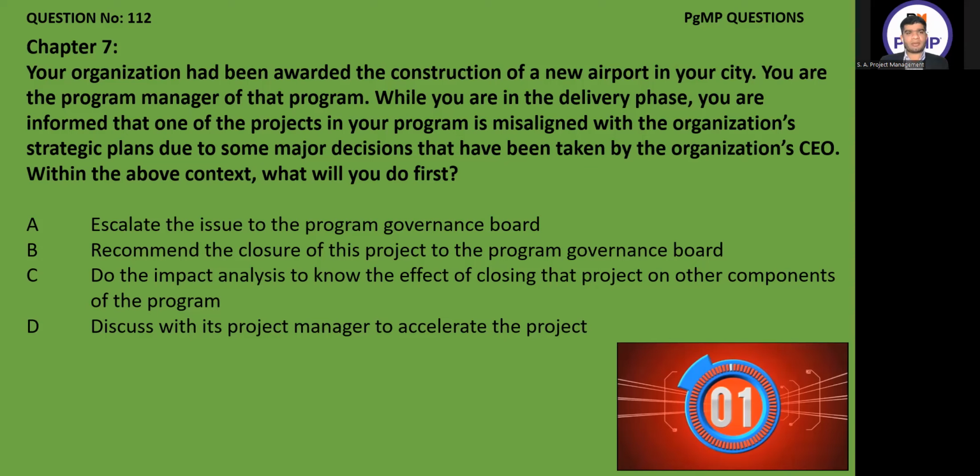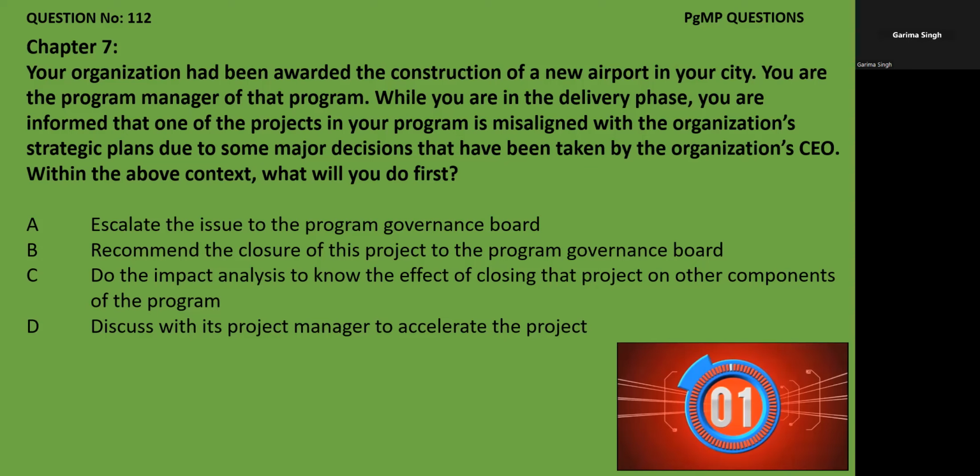First, eliminate. I'll go with D, I mean to say D cannot be the answer, so I'll straight away strike it. Do the impact analysis to know the effect of closing that project on other components, I'll keep it, but I'll go with the other options also. Recommend the closure of this project to the program governance board.